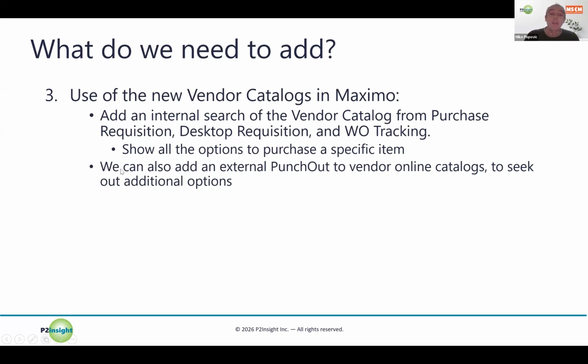Now, we can also add an external punch out to vendors on that catalog. Like I said, Grainger carries 1.2 million items. You may only import 10,000 into Maximo that you typically buy from them. But if you don't find it in that 10,000, you may want to punch out to Grainger and search their 1.2 million catalog to find something peculiar. If that's the case, we have to have that as an option.